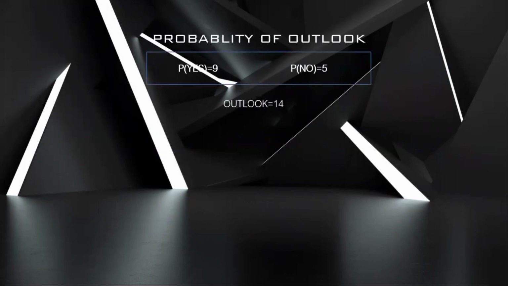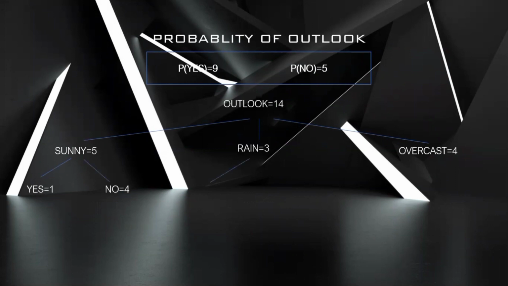Okay, outlook, what happens? There are 14 scenarios. See, there are three scenarios: 5 sunny days, 4 rain days, and 4 overcast. So speaking about the probability that I can play cricket with sunny outlook is 1 day, and 4 with no, and 4 days with rain, and 0 with no, overcast 3 with this, and no with 1.